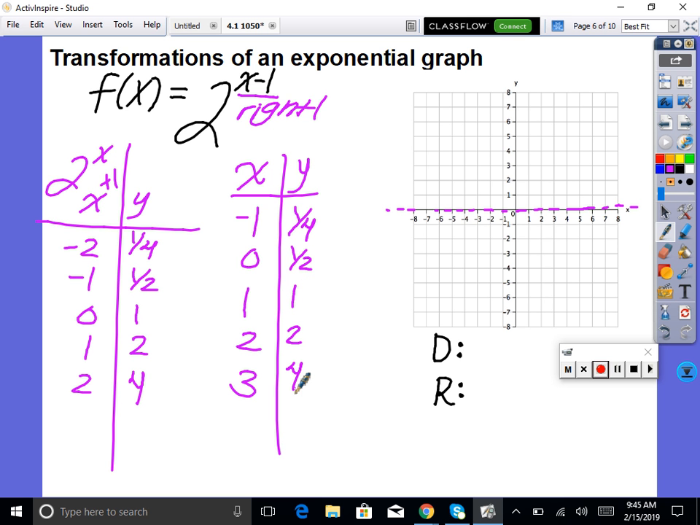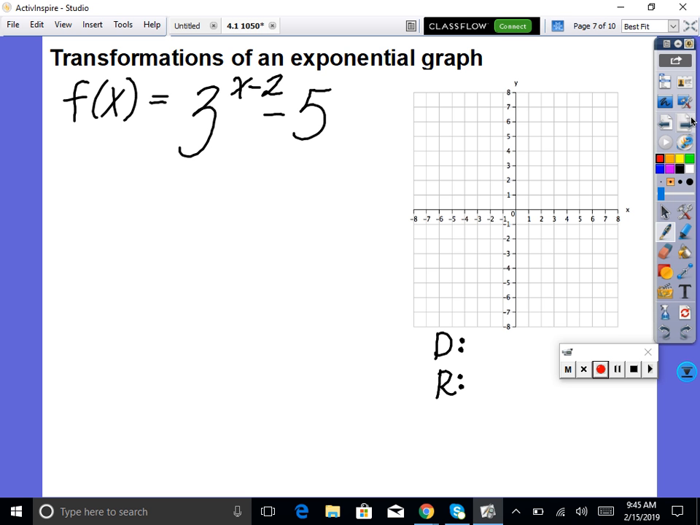So notice, guys, look, it just shifted to the right, but that didn't change much. Besides, it's just further to the right. So -1 up 1/4, over 0 up 1/2, over 1 up 1, over 2 up 2, over 3 up 4. So there it is. So domain is still all real numbers. Range is still 0 to infinity. Shifts left and right will not affect your domain and range. So let's just do one with both shifts, and then we'll call it good for graphing.